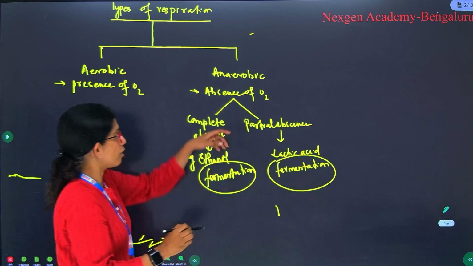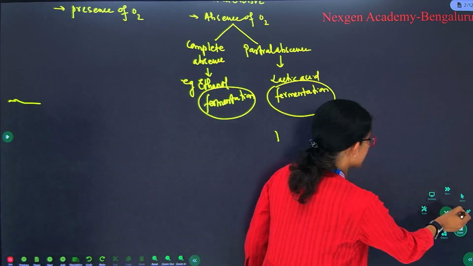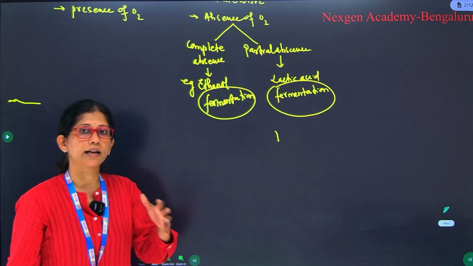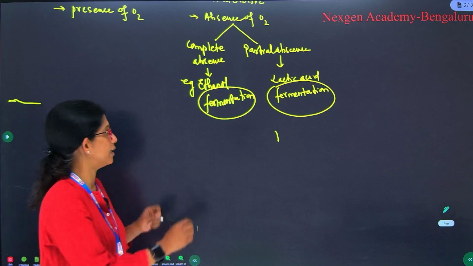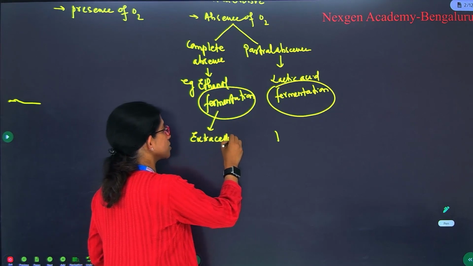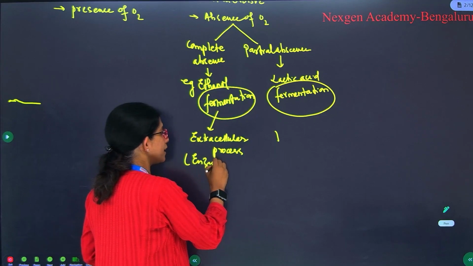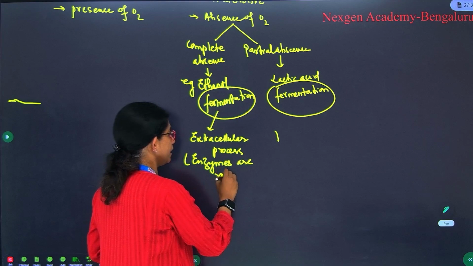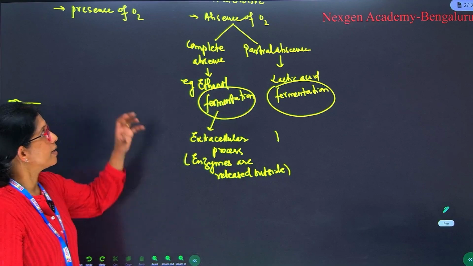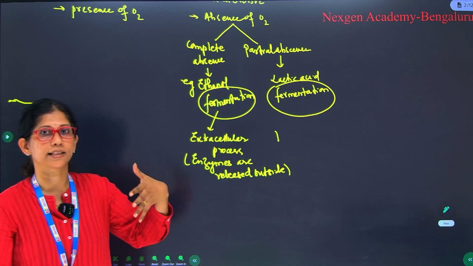Under the heading of anaerobic respiration, I am using the word fermentation. Fermentation is a type of anaerobic respiration, so that is the reason we use the word fermentation under anaerobic respiration. But there is a basic difference here. Fermentation particularly refers to an extracellular process. Why extracellular? Because whatever enzymes are released, they are released outside. That is the reason it is known as an extracellular process, whereas respiration is said to be an intracellular process.